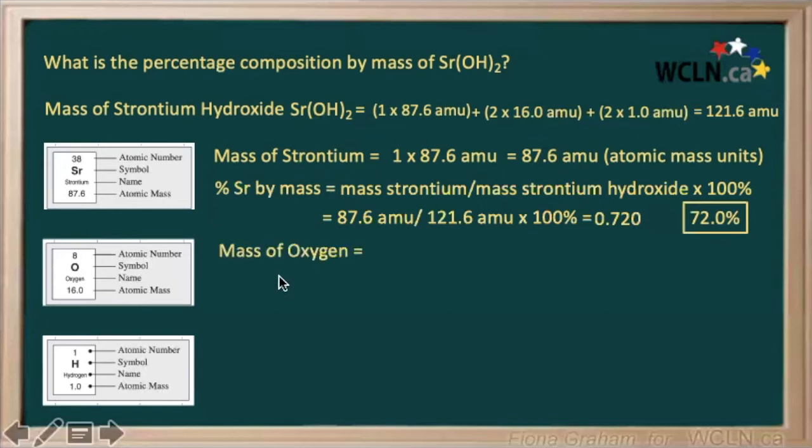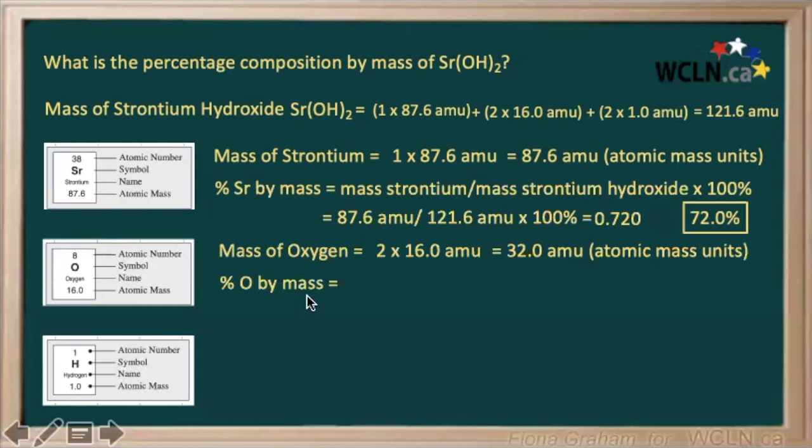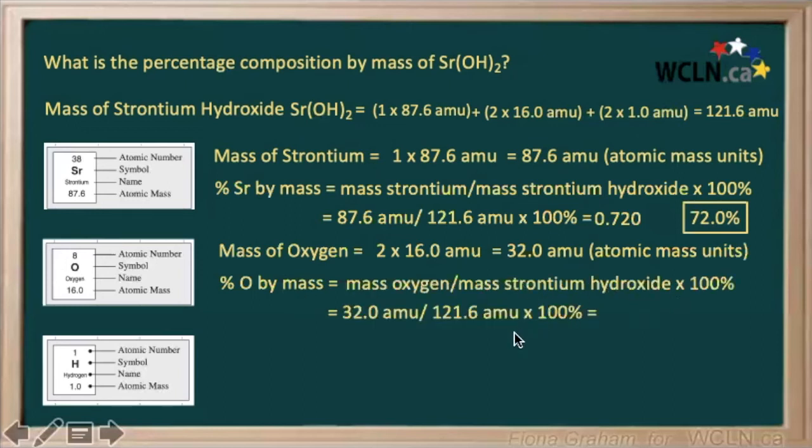All right, let's look at oxygen. So the mass of our oxygen would be 32 atomic mass units. We're going to compare that to the mass of our overall compound. Our calculation works out to 0.263, which, of course, when we multiply by 100, gives us 26.3%. So that's how much oxygen we have in our compound.